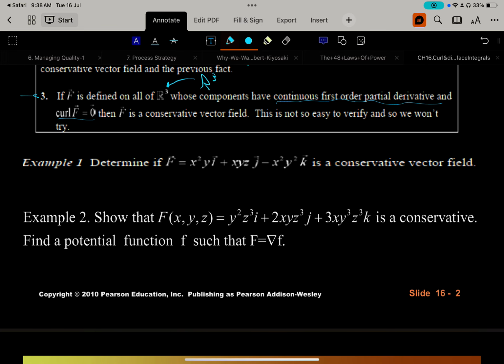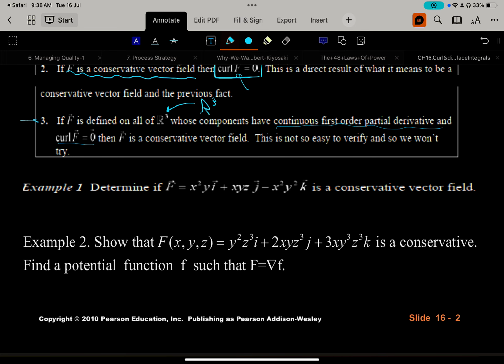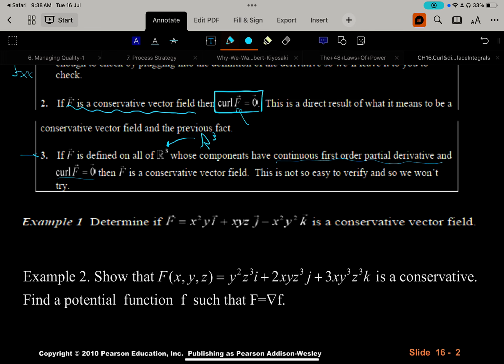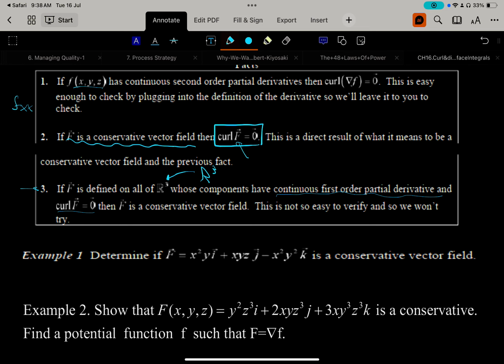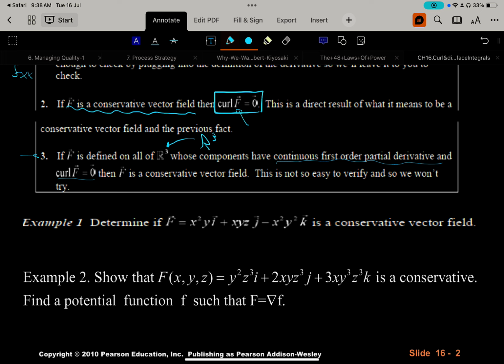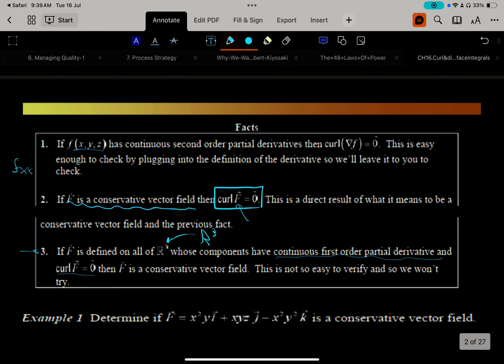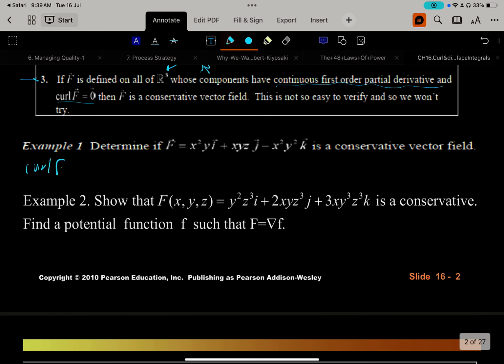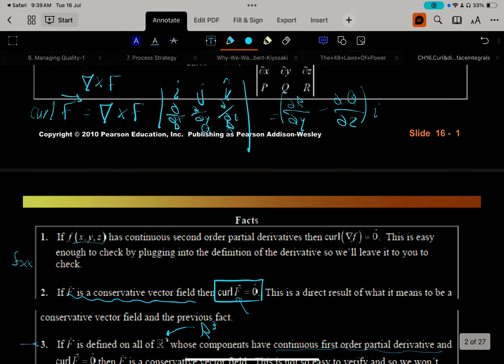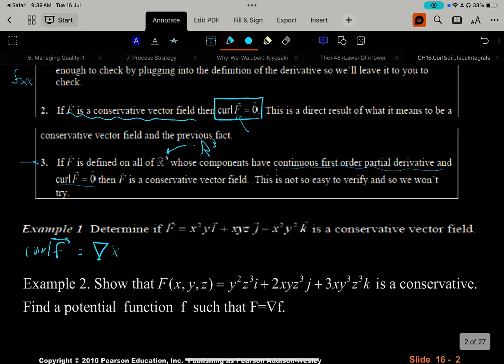And so example 1, determine if F equals x squared y i plus xyz j minus x squared y squared k is a conservative field. Now to do that, we need to check if the curl is 0. And so to check that, let's just find the curl of this. So the curl of F equals basically the gradient crossed by F, and so we have i j k.